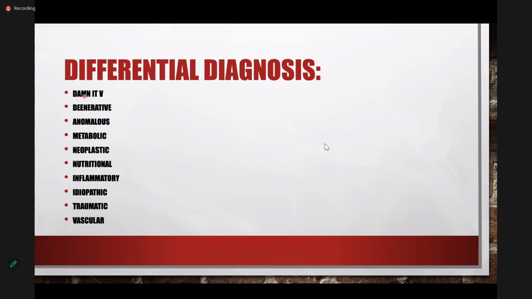The mnemonic that you need to remember is DAMNIT V, which is degenerative, anomalous, metabolic, neoplastic, nutritional, inflammatory, idiopathic, traumatic, vascular. So every time you see a patient, you need to start thinking about this. There's 1, 2, 3, 4, 5, 6, 7, 8, 9. There are actually 9 possible differential diagnoses you can think of.